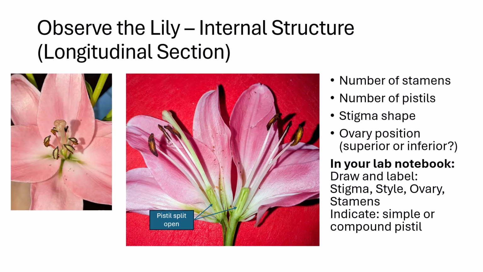Now draw this longitudinal view in your lab notebook. Label the stigma, style, ovary, and stamens. Indicate whether the pistil is simple or compound based on what you observe. Again, drawing is part of the analysis.